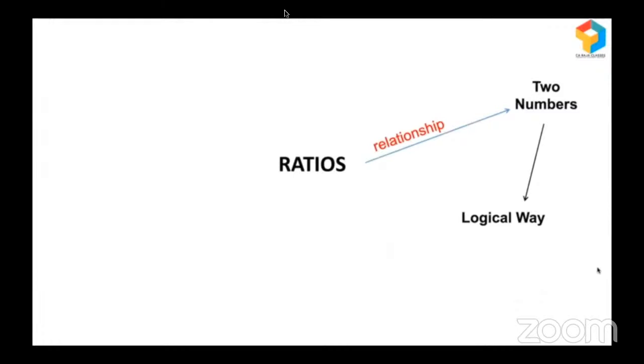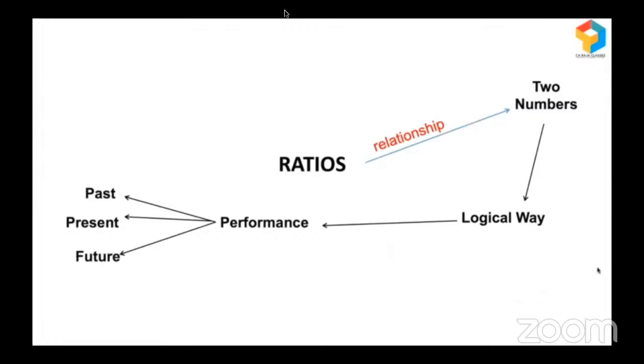Okay, so ratios are relationship between two numbers which are created in a logical way, and it will help us to understand the past, present and future performance, and it will also help us to understand the strengths and weaknesses of businesses. Yes, by looking at the ratio we were able to understand in which year they were stronger, in the past or in the present. Current ratio, for example. And by looking at the profitability ratio we were able to understand which company is performing well. So we have understood the strength and weakness. Like that we can give many variations.